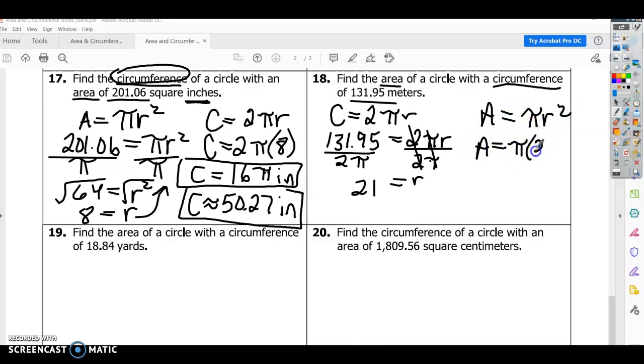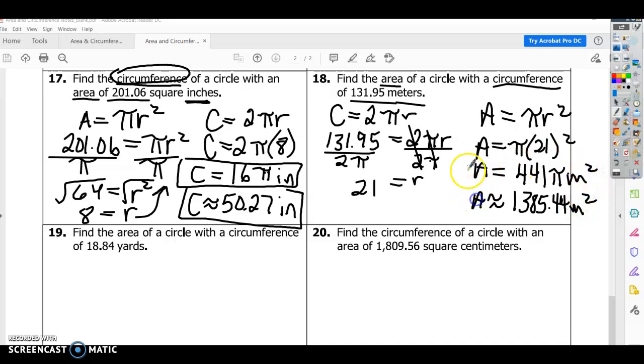Area equals pi times 21 squared, which is 441 pi meters, or about 1,385.44 meters squared. All right, exact area, approximate area. These two are pretty much the same, just in different forms. One's in terms of pi, and one's an approximation when you multiply by pi.